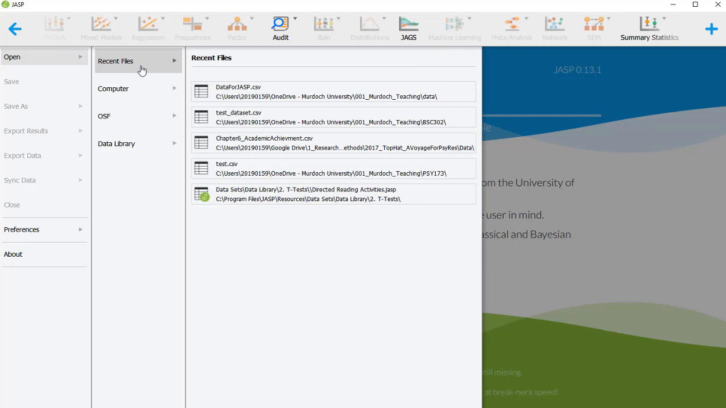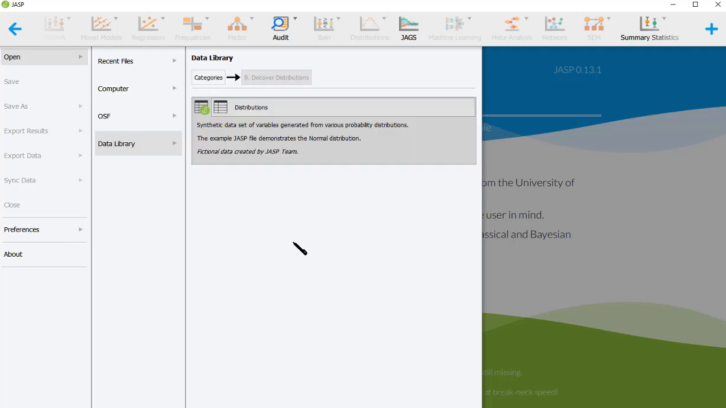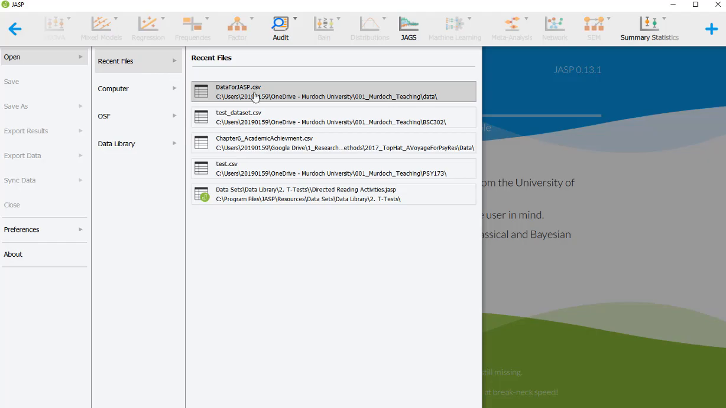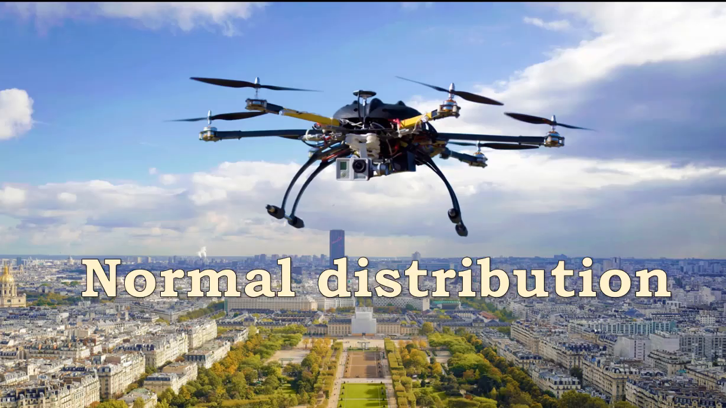We can do it in two ways. One is to go to the data library and go to the category Discover Distributions. We go there and there is a data set that we can use. But we can also use any file that we want. So I just used one that I've used recently, and now the module Distributions is available.